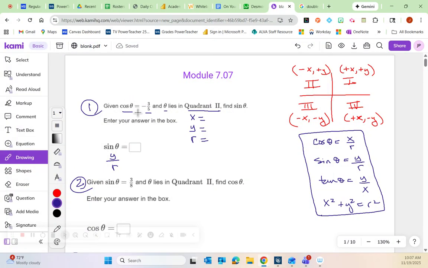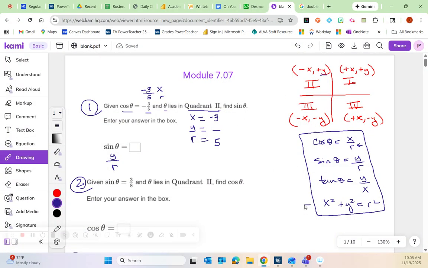So take a look at what we know. Cosine is negative 3/5. When a fraction is negative, the negative can either go with the top or it can go with the bottom. Since the bottom is your radius, and your radius will always be positive, I know this negative 3 has to go with the top. So if this is my cosine, x is negative 3, and 5 is my radius. So I know my x value is negative 3. I know my radius is 5. What I don't know is my y value. I do know since theta lies in quadrant 2, that y has to be positive.